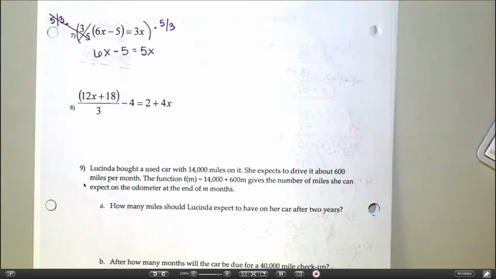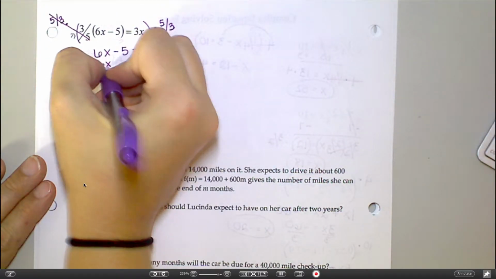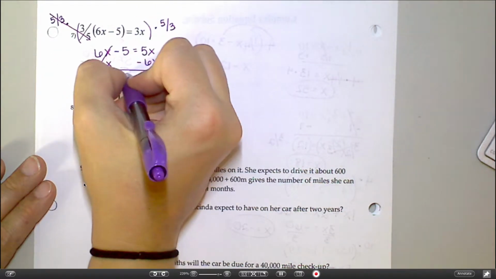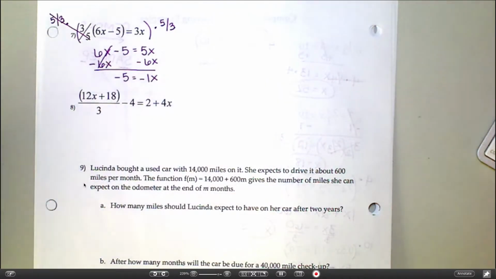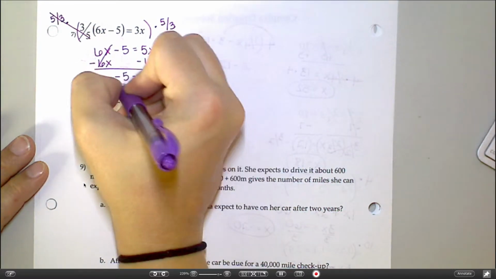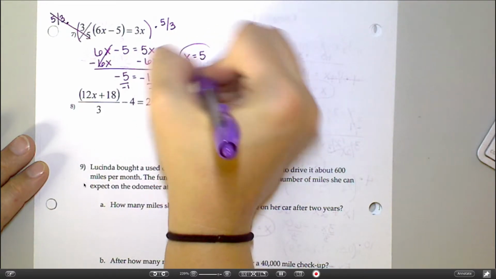Okay, what am I going to have to do now? Subtract the 6x. So subtract the 6x. And so I end up with negative 5 equals negative 1x. Can you do that without writing out the division? Like if negative 5 is negative x, what's just x equal to? 5. 5, good. But if you needed to, you could say divide by negative 1, divide by negative 1, x equals 5. Good.